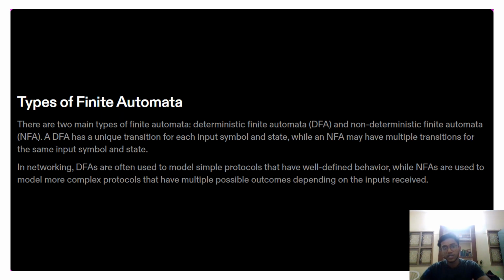Now let's discuss the types of finite automata. There are two main types of finite automata, the DFA, deterministic finite automata, and the NFA, non-deterministic finite automata. The first type is DFA, which has a fixed number of states and accepts or rejects strings based on its current state and the input it receives. The second type is NFA, which can be in multiple states at once and accepts or rejects strings based on all the possible states and input combinations.